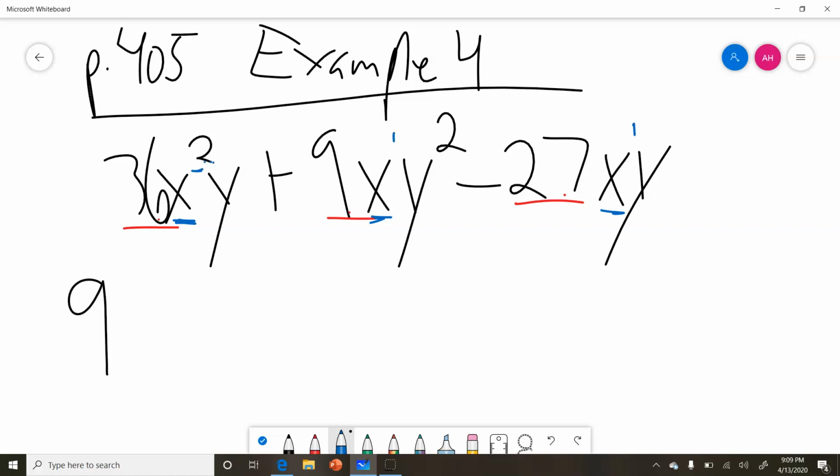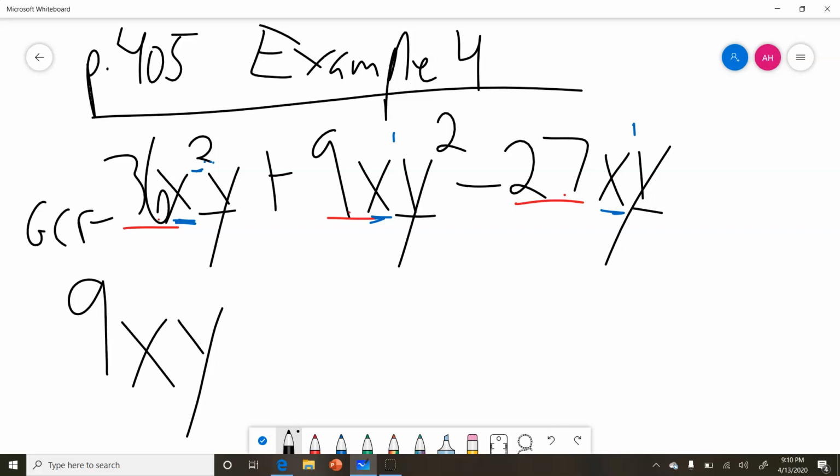This guy will be left over. So I can pull out an x. So I have 1x that comes out. Then let's look at the y's. I have 1y, 1y, 1y. So I can pull out a y. Okay? So that right there is what's called the GCF. That whole thing is the greatest common factor right here.